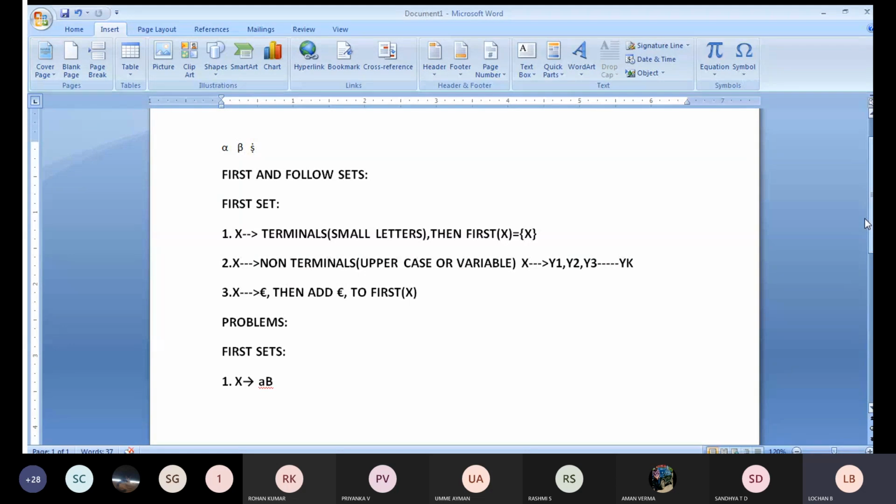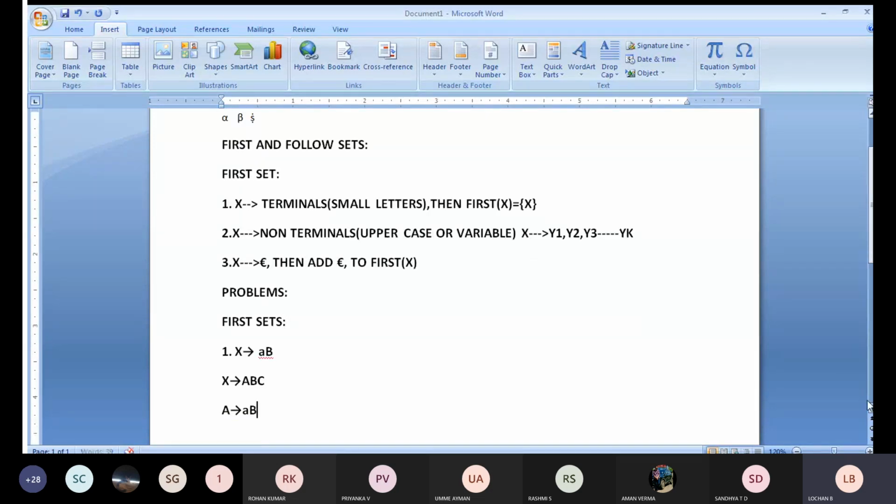The second possible case: if you get a non-terminal, we continue the production. For example, X implies capital A, capital B, capital C. First you check in the A production for any terminal. If you directly get a terminal, you retain the answer as small a. If A implies B, we move to the B production.